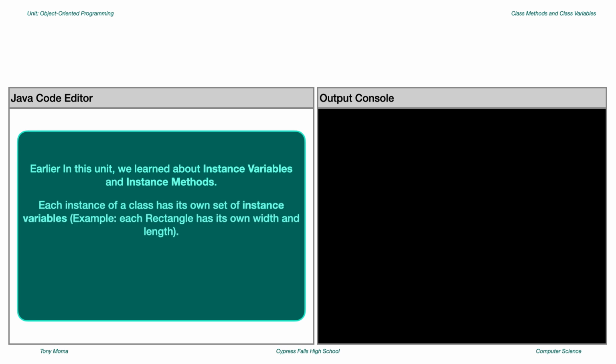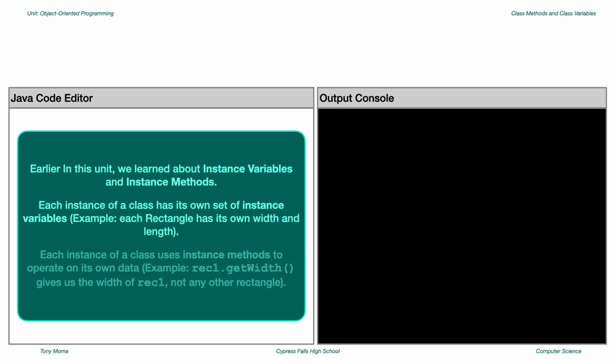We learned how each instance of a class has its own set of instance variables. For example, each rectangle has its own width and its own length. We also learned how each instance of a class uses instance methods to operate on its own data. For example, when we invoke rec1.getWidth, it gives us the width of the rectangle named rec1, not any other rectangle, nor does it give us any general width value. No, it gives us the width of the rectangle named rec1.